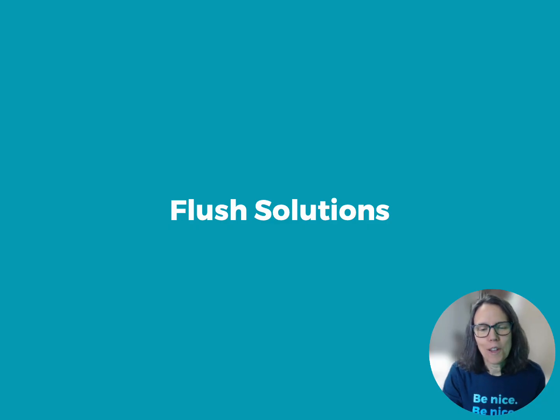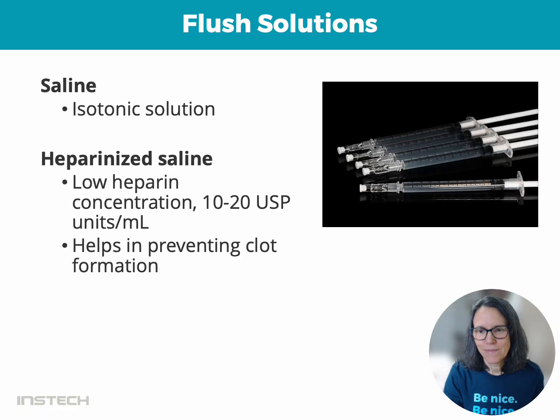Let's go over the different types of flush solutions. There are only two types of flush solutions. So you have saline and you have heparinized saline, usually at a very low concentration of 10 to 20 USP units per ml. And of course, the heparin will help in preventing the clot formation.